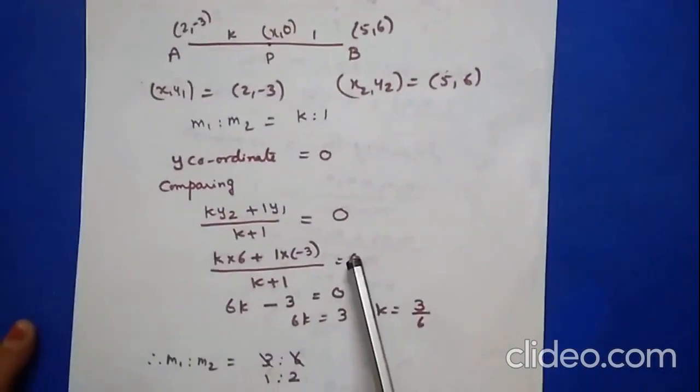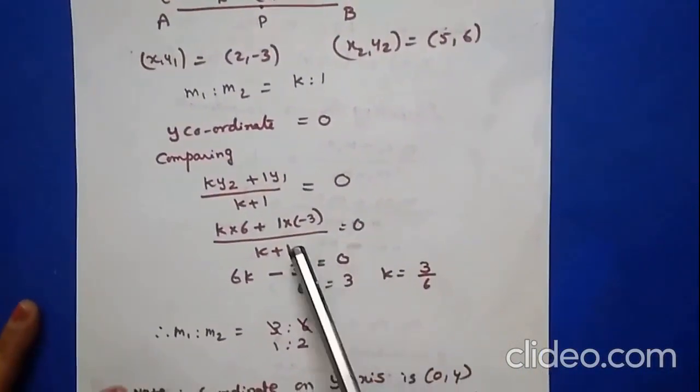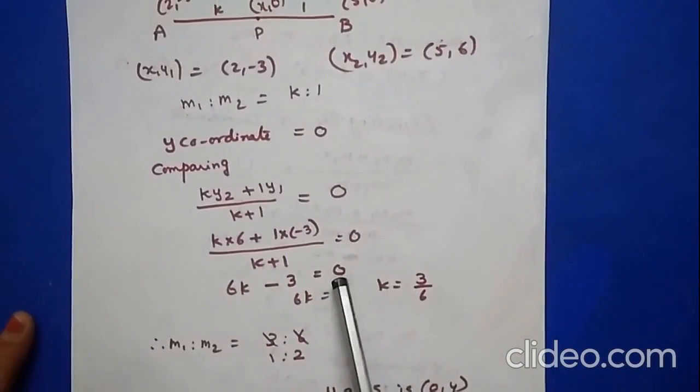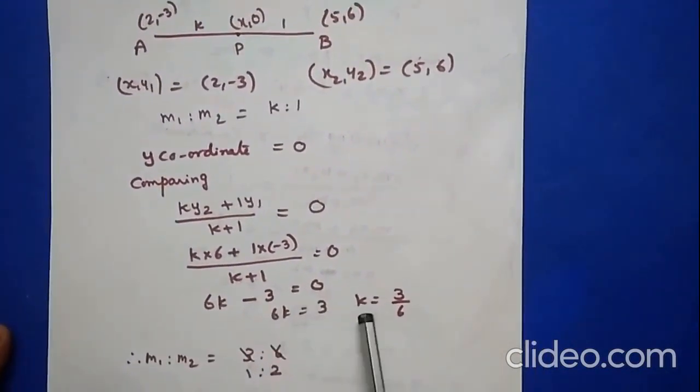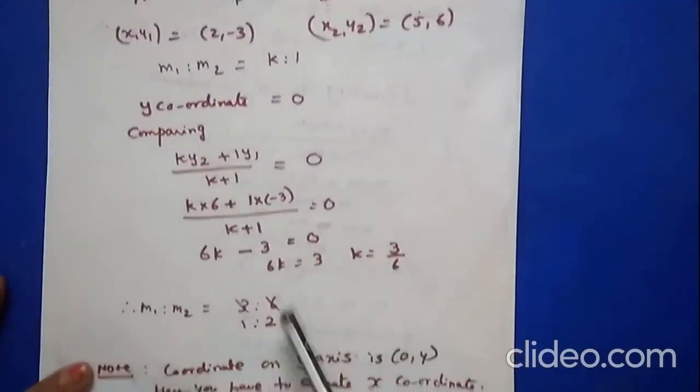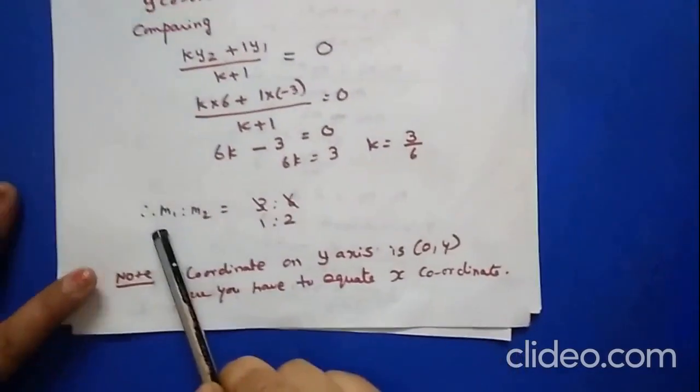The k plus 1 will go to the right hand side. 0 into something is 0. Therefore, it is equal to 0. 6k minus 3 is equal to 0. 6k is equal to 3. k is equal to 3 by 6. Simplify. You are getting 1:2. Therefore, the ratio is 1:2.